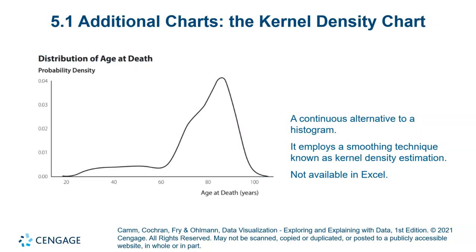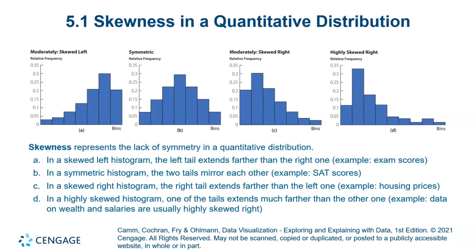This chart is called a kernel density chart, and this kernel density chart can also be seen. It has a good view, and it can be drawn, and it will show you the probability density with respect to the age at death, with respect to the years. This is very important with respect to statistics: the skewness in the quantitative data.